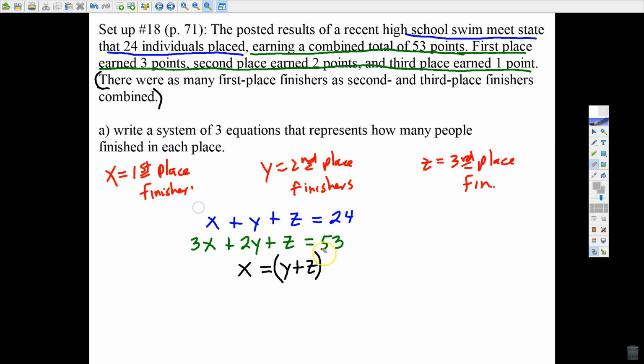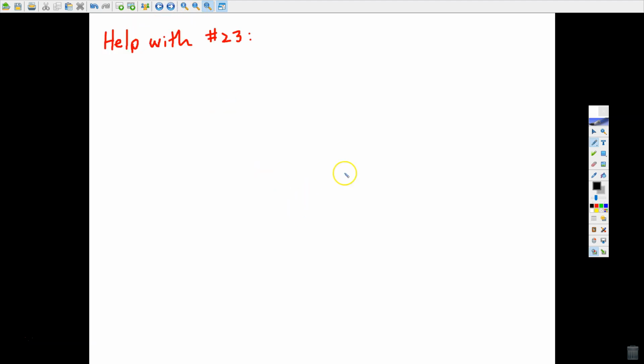Substitution is really nice when you've got one of the variables already solved for, but you don't have to do that. Again, if you want to go ahead and just set this up equal to 0 and use elimination, that's fine. But I wanted to set it up for you and see if you could come up with the final answer to this one. And then you have this challenge problem that I thought would be good to think about.